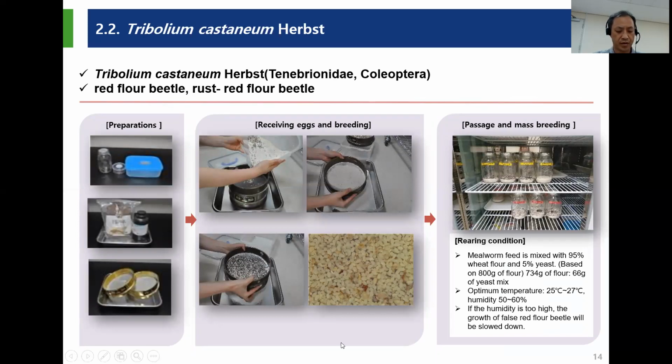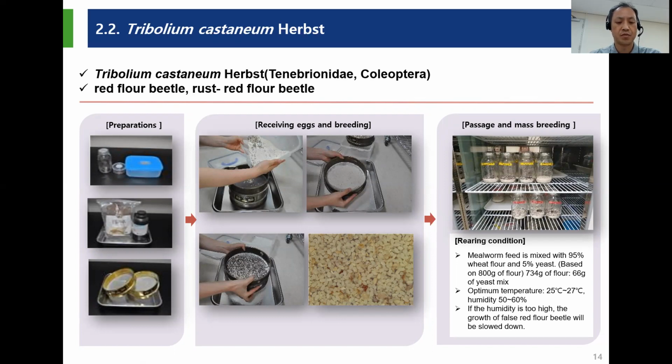For the rearing case of red flour beetle, prepare a plastic container or glass bottle with a mesh lid. Red flour beetle feed is mixed with 95% wheat flour and 5% yeast. Based on 800 grams of food mix, use 734 grams of wheat flour and 66 grams of yeast. Optimum temperature is 25 to 27 degrees Celsius, and the relative humidity is 50 to 70%. If the humidity is too high, the growth of red flour beetles will be slowed down.